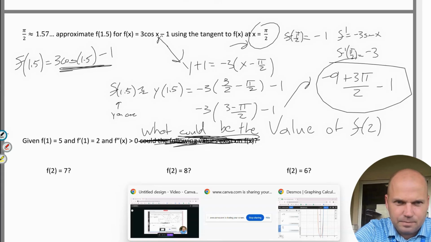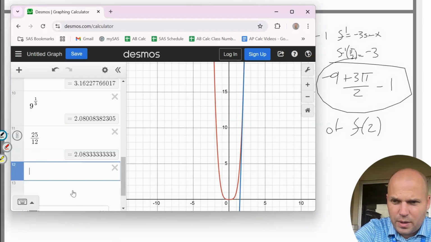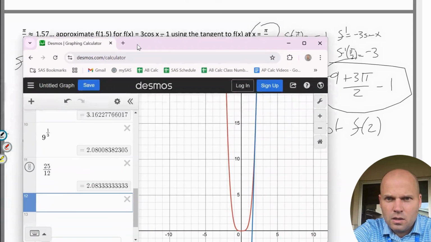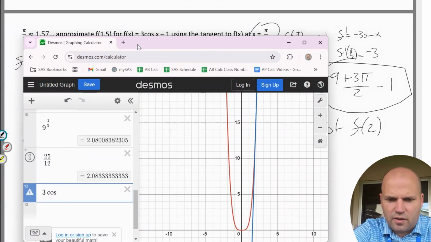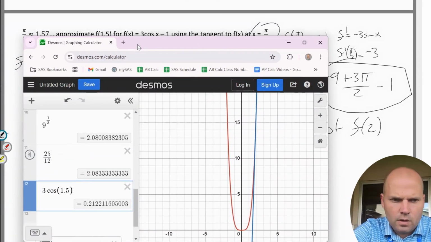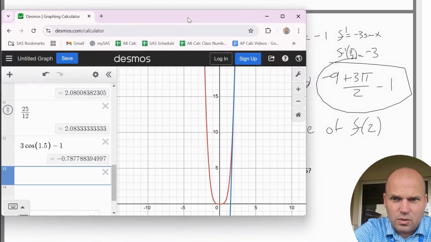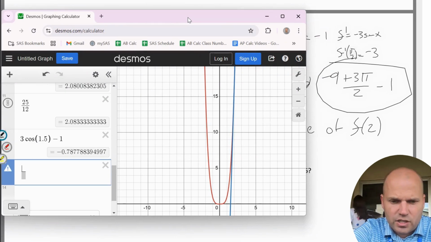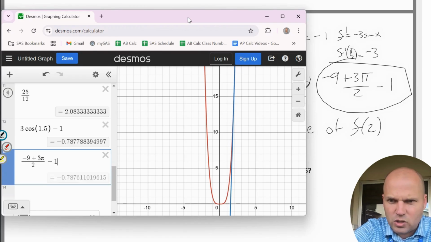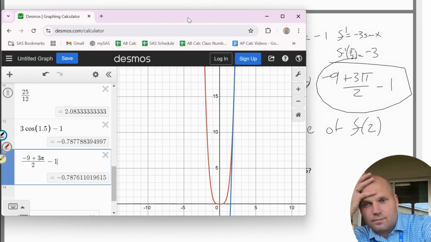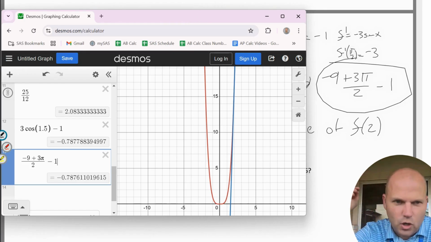And let's see. Whatever that value is, I don't know, but 3 times the cosine of 1.5 minus 1 is that value. And I'm going to do, in a fraction, negative 9 plus 3 pi over 2 minus 1. Awesome.